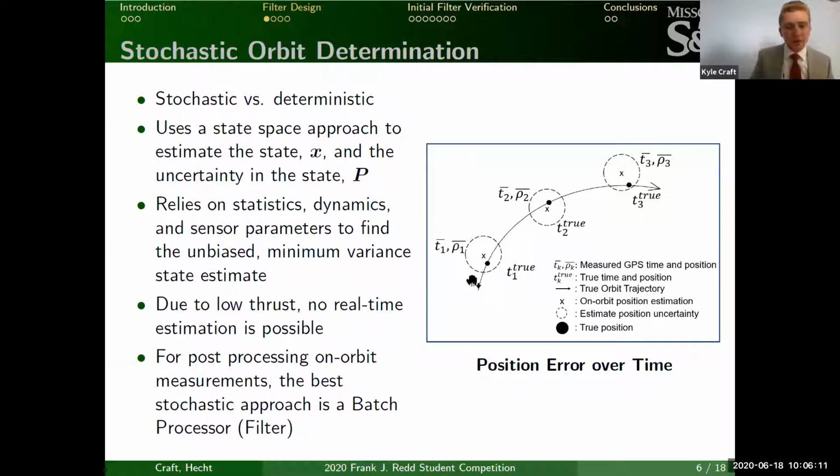Now, the figure on the right does a really good job of explaining the basics of stochastic orbit determination, where you have some true trajectory and some true position at true times represented in black, and then you're going to have some uncertainty in your timestamp and your measurement, which results in some estimate shown as an X. And what you want is that estimate uncertainty that comes with your stochastic OD to encompass the actual true trajectory. Moreover, because we're looking at such low thrusts in the electric mode, there's no real-time way to accomplish this. So the best post-processing way to do it is to use a batch filter.